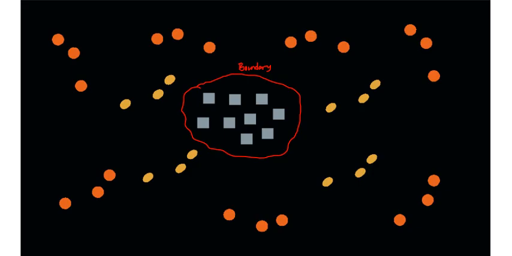Now what I have done, I have collected all the blue squares together. Now it is very easy for me to focus on the blue squares and study their behavior. So everything which is within the boundary on which we are doing our study is called a system. And everything that is outside the boundary is known as the surrounding.